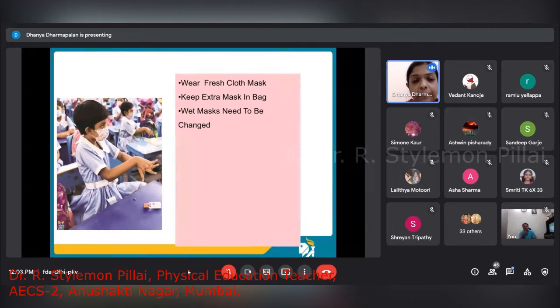Keep an extra mask in the bag because if it gets wet for any reason, say you have sneezed, or while playing, because of sweat it became wet, you have to change it. Because wet masks don't filter as well as dry masks. Don't touch the front part of the mask because that's the most contaminated part.